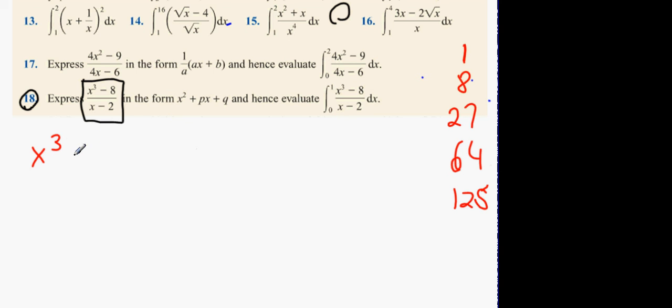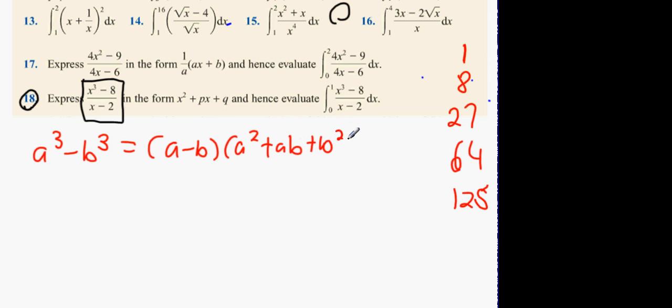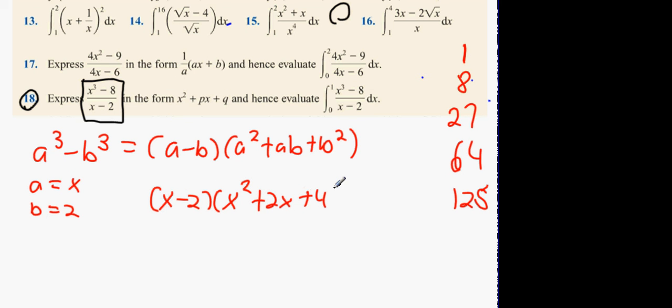I then have to think of my formula. What is a cubed minus b cubed? Not in the tables, lads, so that's what we have to figure out. So I have it learned off by heart: a minus b, bracket, a squared plus ab plus b squared. I've learned it off by heart. Fortunately, you have to have learned it off by heart as well. Now, a is x and b is 2. So it's going to be x minus 2, brackets, x squared plus 2x plus 4.